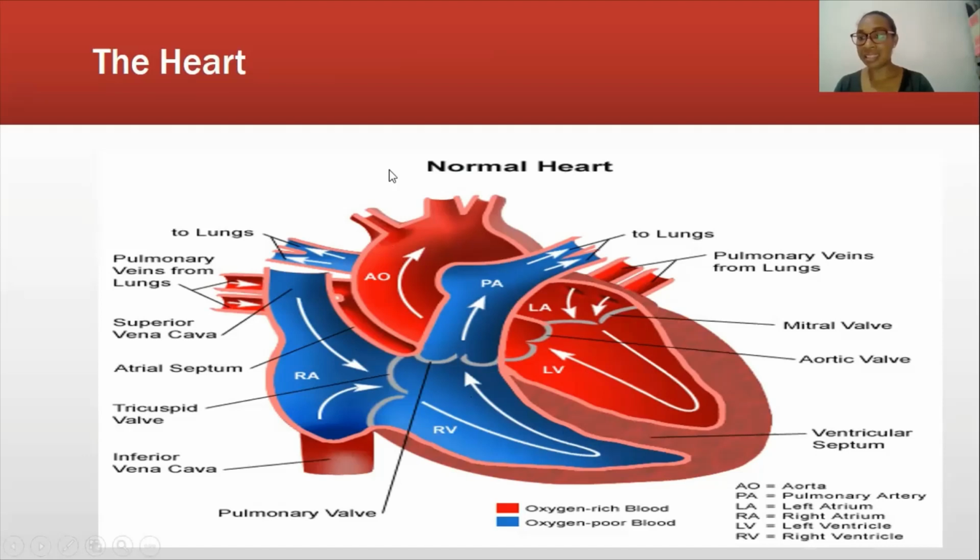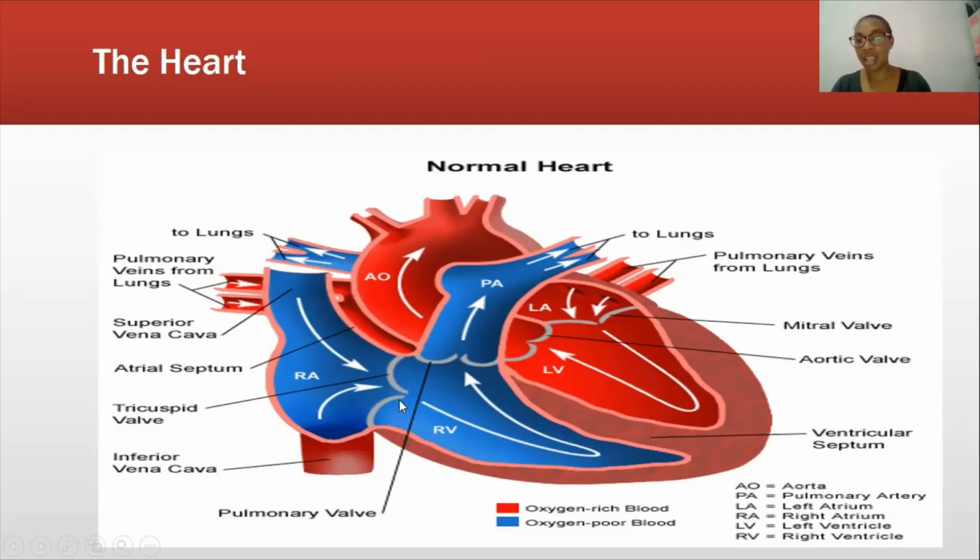So deoxygenated blood enters the heart via two main vessels. We have the inferior vena cava and we have the superior vena cava. And the deoxygenated blood enters the right atrium, as we can see to the left side. And it passes through the tricuspid valve, as we can see here.